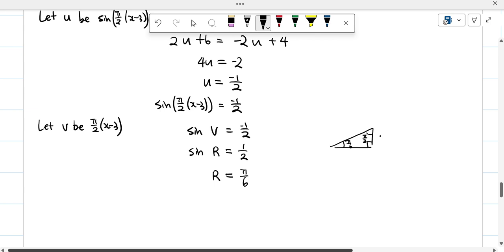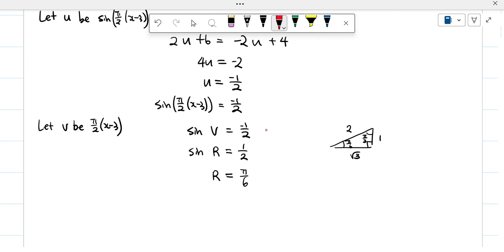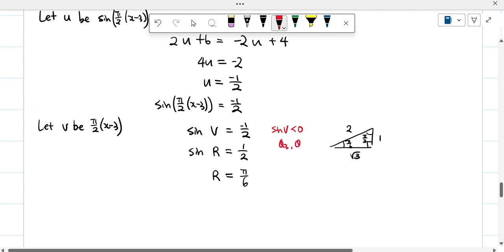where the ratios of the sides are like this. And when the reference angle is pi over 6, opposite over hypotenuse is 1 over 2. So using r equal to pi over 6, let's find the v at each quadrant. Because I know that sine of v is negative 1 over 2, which means that sine of v is less than 0. What does that mean? Well, it means that we have our answers in quadrant 3 and quadrant 4.